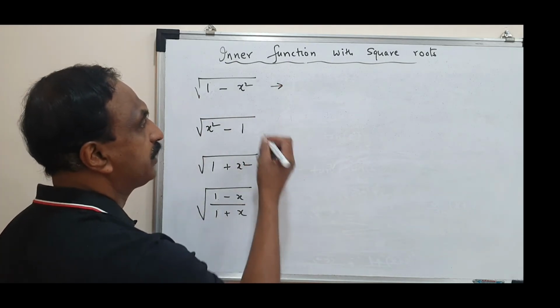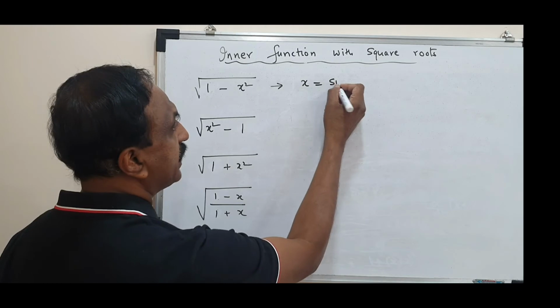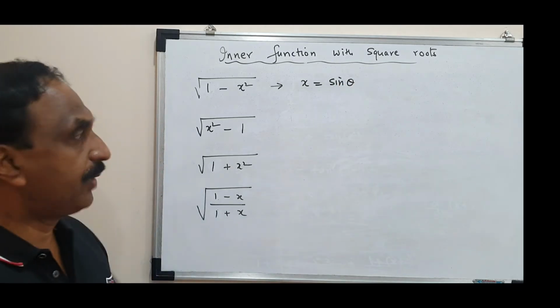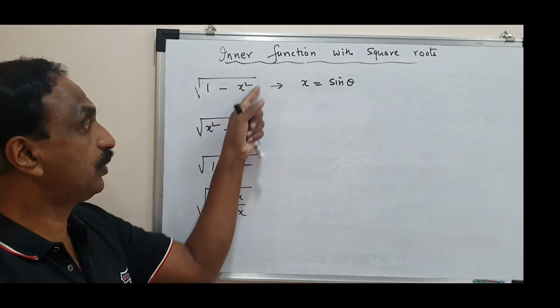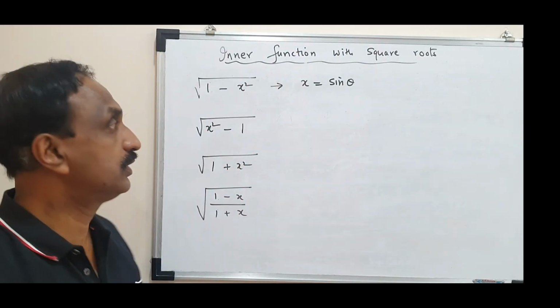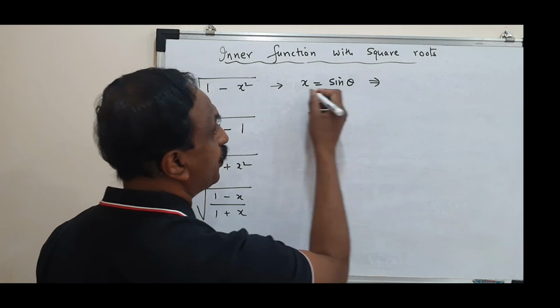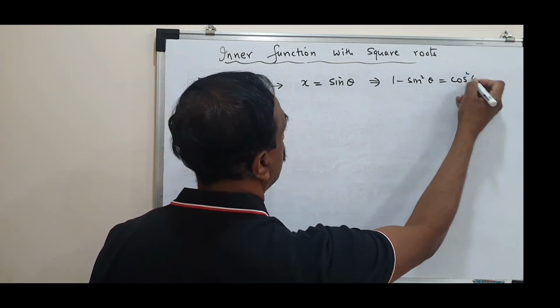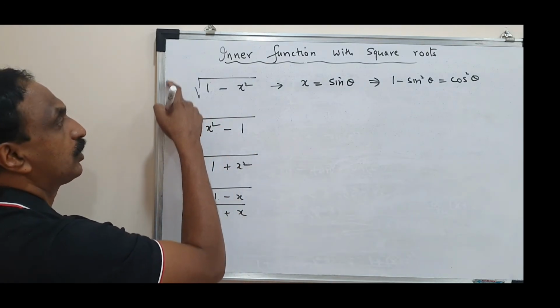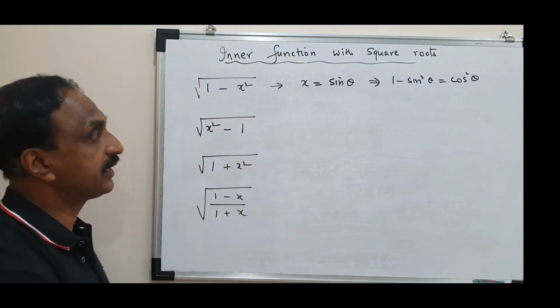But if you need to know it, if I put x as sine theta, this will become 1 minus sine square theta. This whole thing will become cos theta and the square root gets removed. Why am I putting x as sine theta? Because 1 minus sine square theta is cos square theta. So, suppose I had cos inverse here, I would have put x as sine theta.